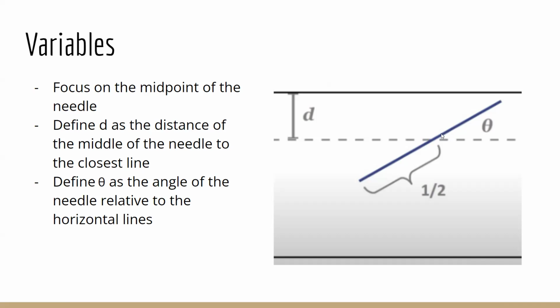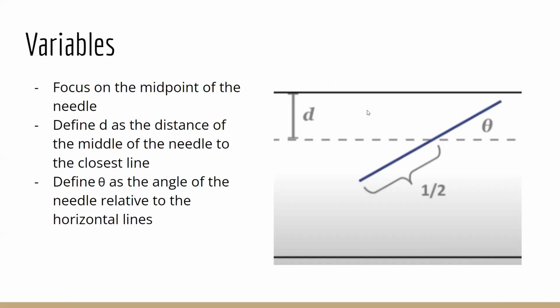So half of the needle, that midpoint, is going to be half the distance from each of these endpoints. Now we're going to define some variables. We have d, which is going to be the distance from the midpoint of the needle to the closest line. So since this line is closer, d is going to be this distance. If the needle was down here, then d would be the distance from the midpoint down to this line. So d can change, but we're going to have d up here in our figure for the rest of this presentation.